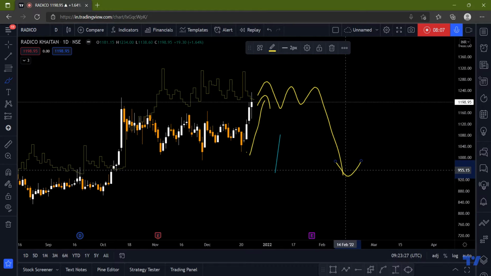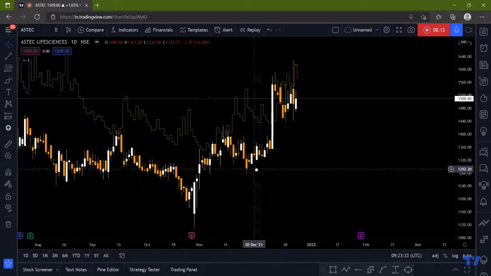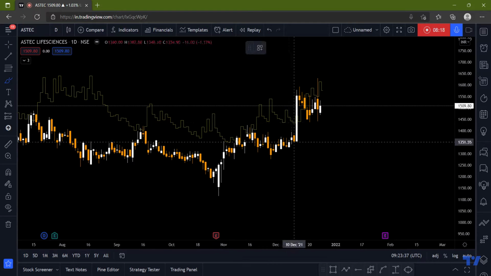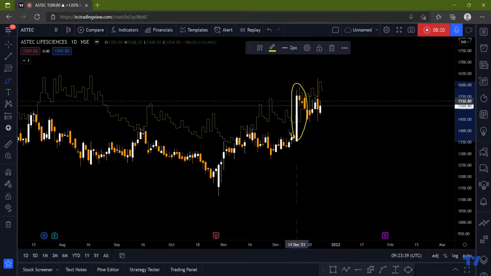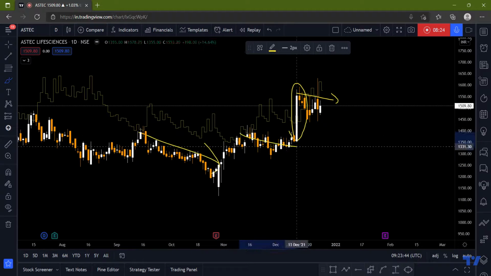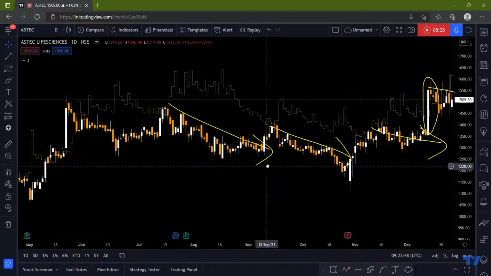There is no other scenario, and it has to follow it. There is no other option for it, right? And if we keep looking, there's one more example. You see, on just one day it gave us such a massive move, and on the other days it kept on consolidating. So see, we are seeing so many numerous examples.